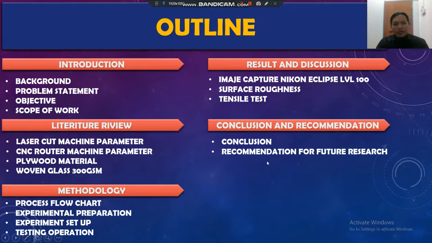And this is my outline. For introduction, we cover four: background, problem statement, objective, and scope of work. For literature review, laser cut machine parameter, CNC machine parameter, plywood material, and woven glass 300 GSM. For methodology, we cover process flowchart, experimental preparation, experiment setup, and testing operation. Result and discussion, and last, conclusion and recommendation.